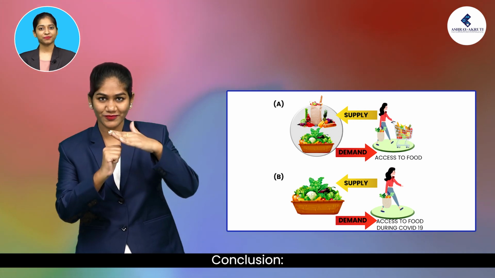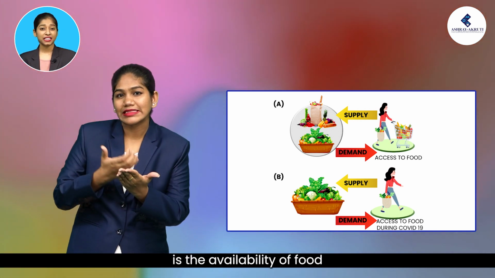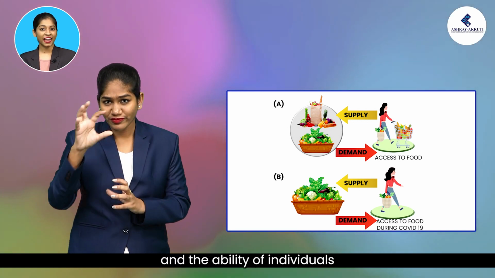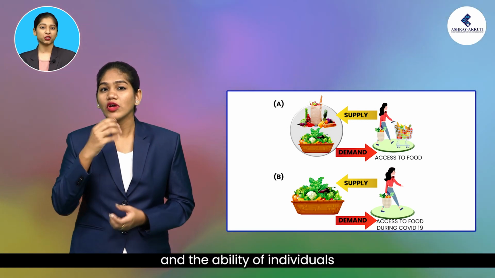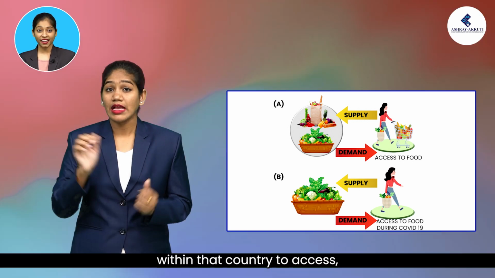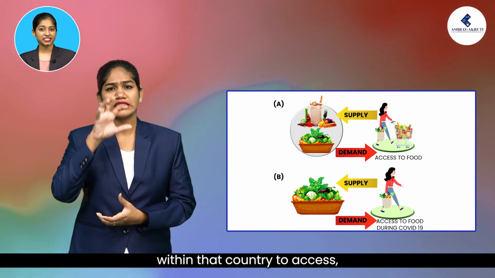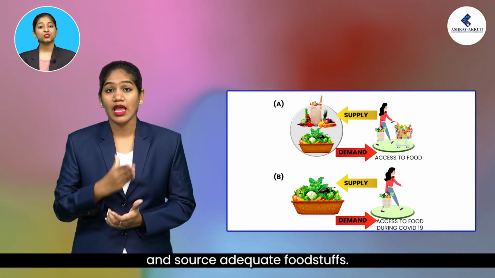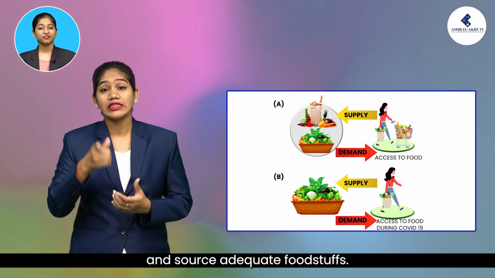Conclusion. Food security is the availability of food in a country and the ability of individuals within that country to access, afford, and source adequate foodstuffs.